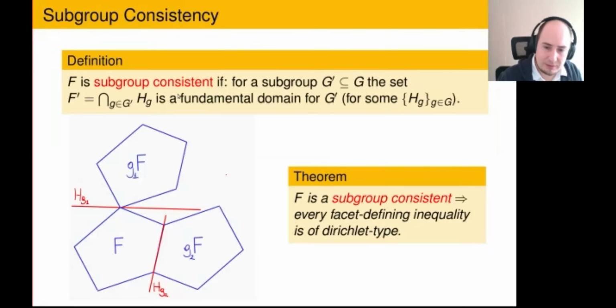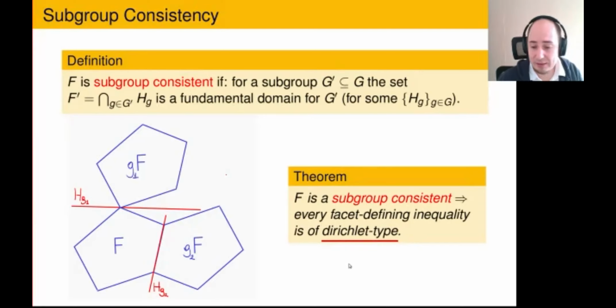And I will just say very briefly because I ran out of time. The main, let's say, conclusion of this is that we cannot say this in general. We need to add some extra hypothesis on the fundamental domain to say that every facet defining inequality is of this type. But we don't know whether you actually need this hypothesis or not. Okay, so this is also a nice open problem.